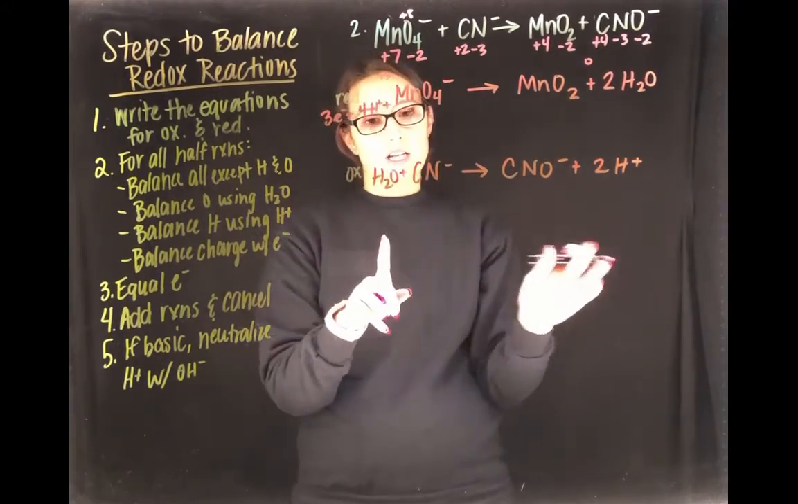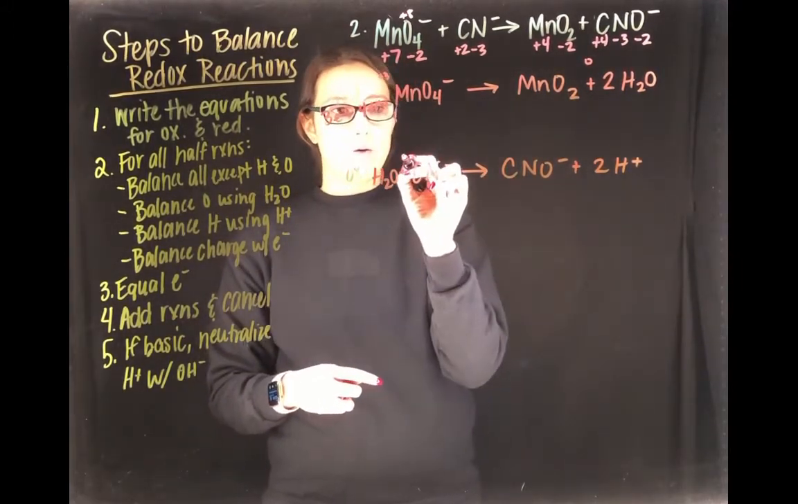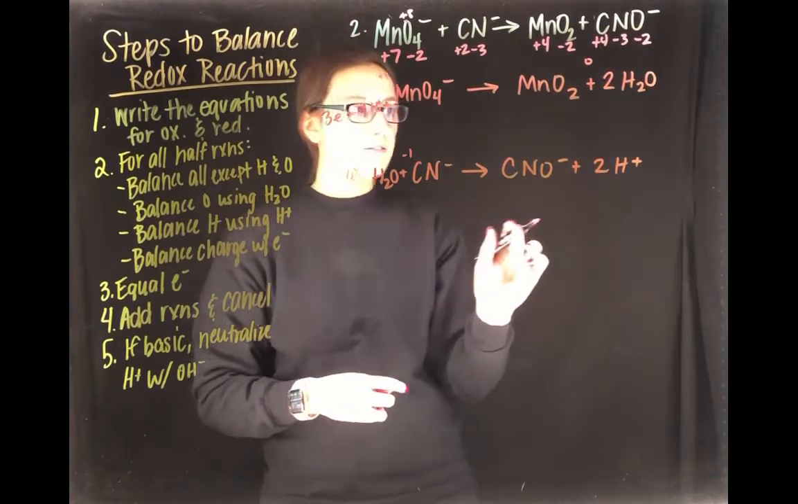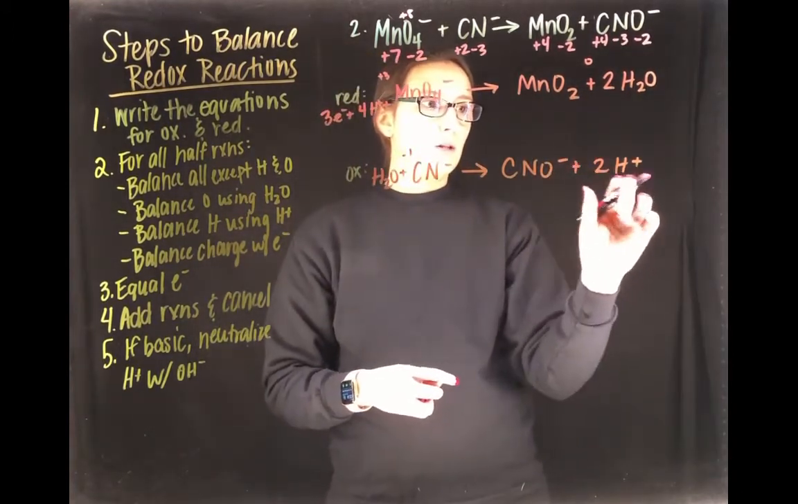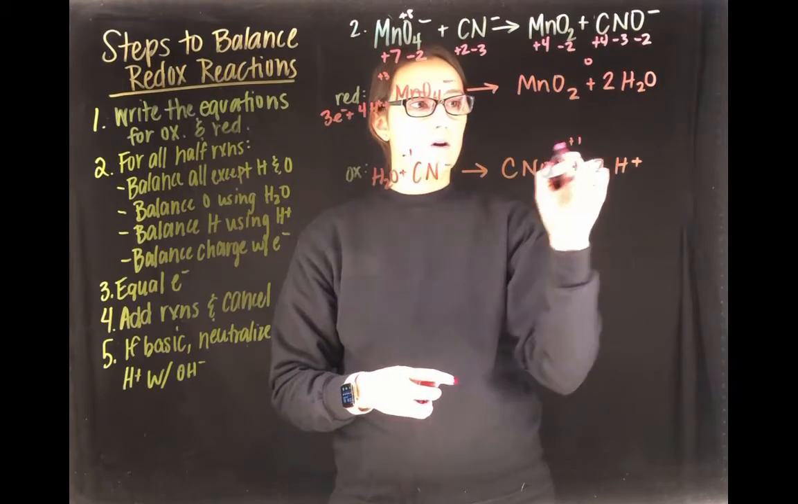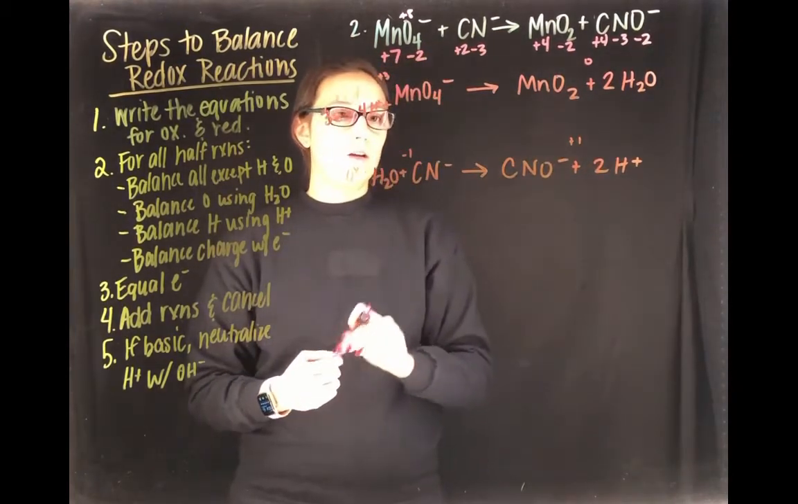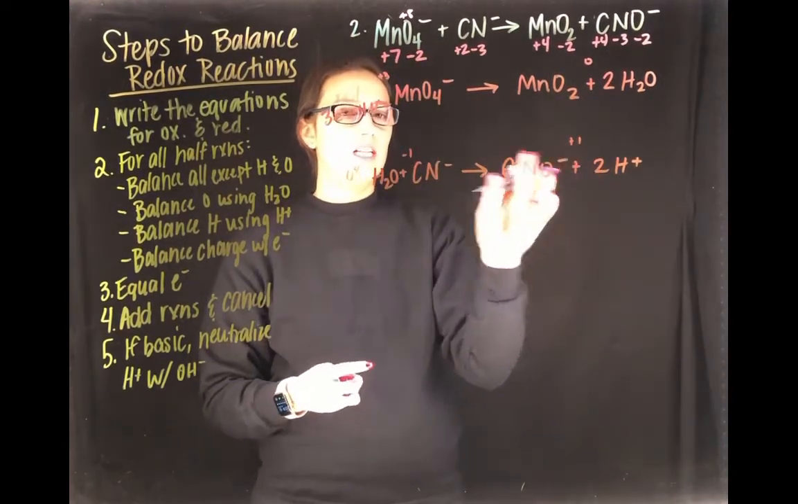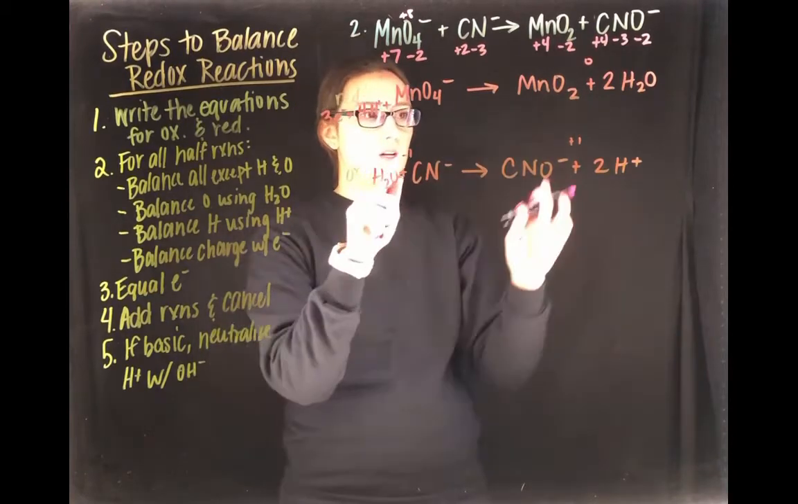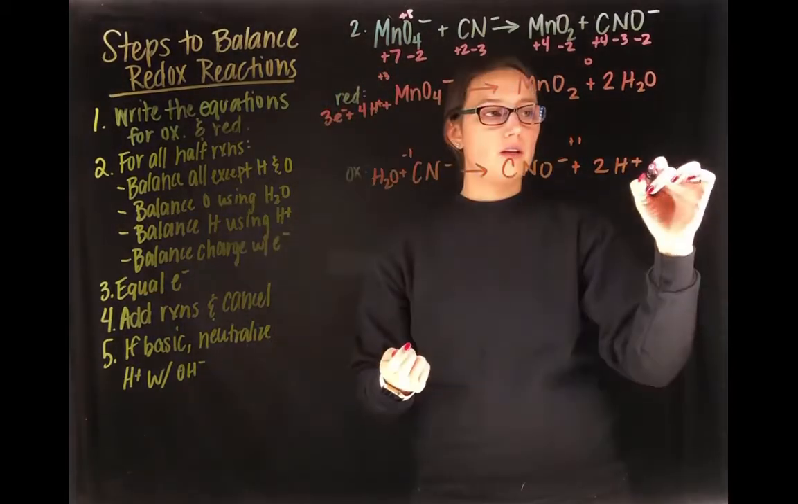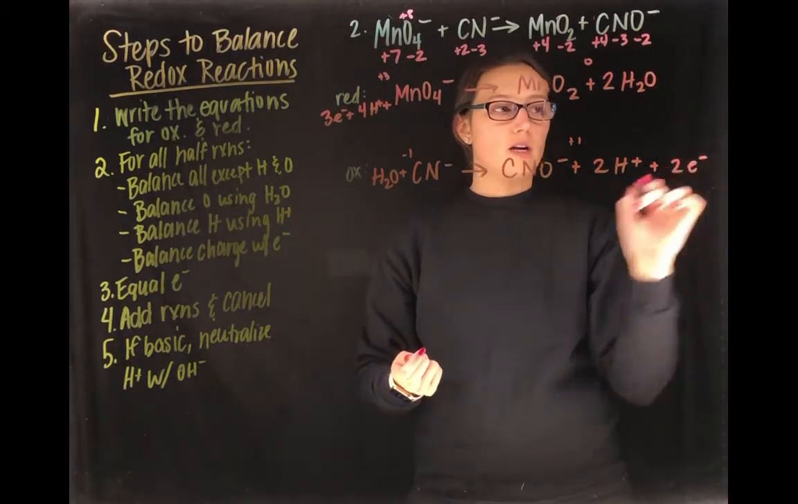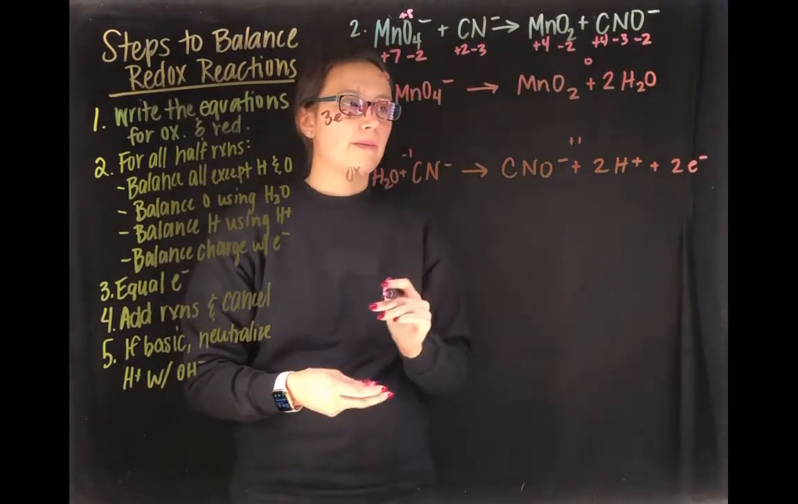Then I'm going to look at the oxidation half reaction. So I have -1 total on the left. I have -1 plus 2, that's +1 on the right. So this is -1, this is +1. I need them to equal the more negative charge. So I need both of them to equal -1. So I'm going to add 2 electrons to the right.